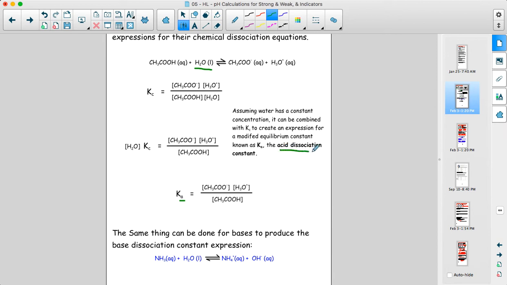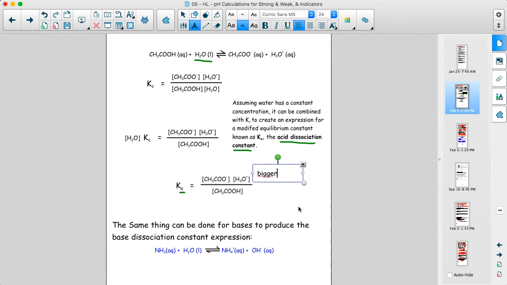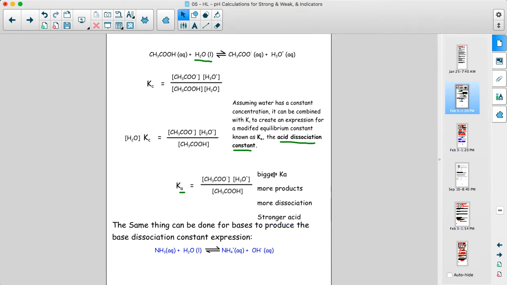So Ka is known as the acid dissociation constant, and it works the same way as an equilibrium constant. The bigger Ka is, that implies more products on the top, which implies more dissociation. So that's a key idea: with bigger Ka values, it means more products, and that means more dissociation. So that would all mean a stronger acid. The higher the Ka value, the stronger the acid. And it just has to do with the idea of equilibrium and interpreting the value of an equilibrium constant.